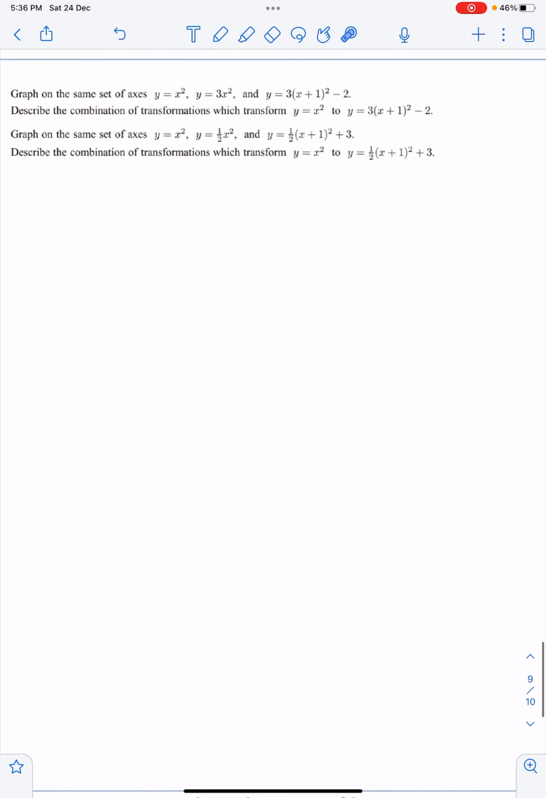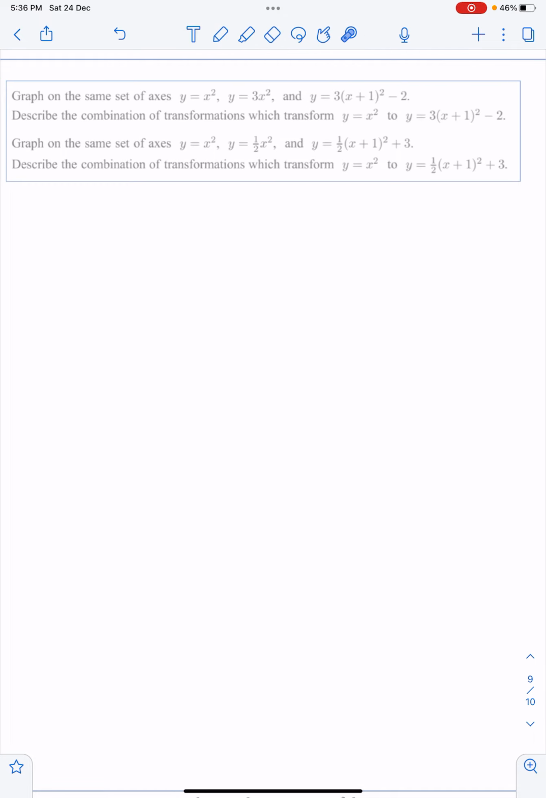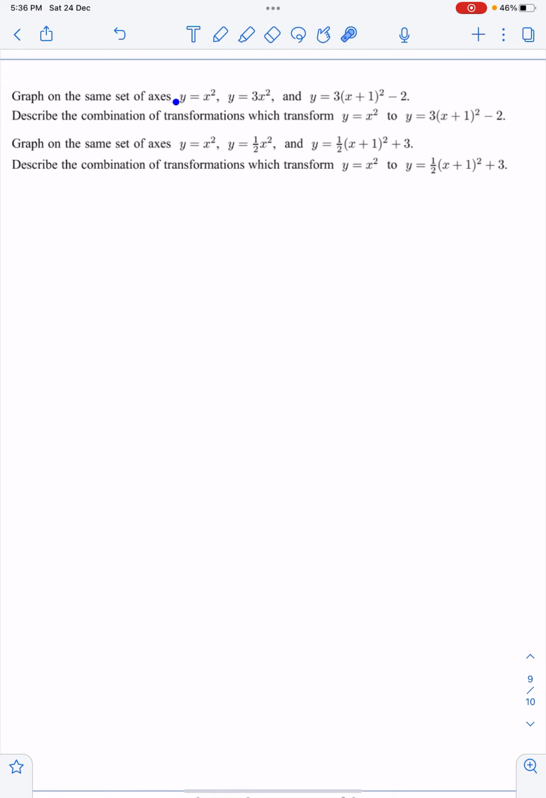The next question is graph on the same axis. Graph on the same set of axes, y equals x squared, y equals 3x squared and y equals this. Describe the combination of transformations which maps x squared to (3x plus 1) the whole squared minus 2. So, I am doing the first part first.